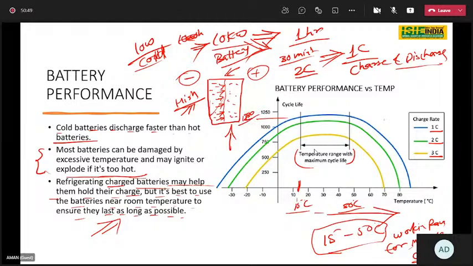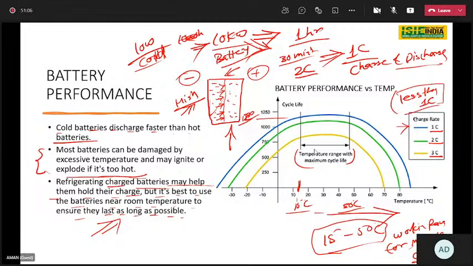If I'm working on 1C, okay, the maximum operating battery, we are basically working on 1C or, let's say, less than 1C. For our mobile also, we are working on less than 1C.